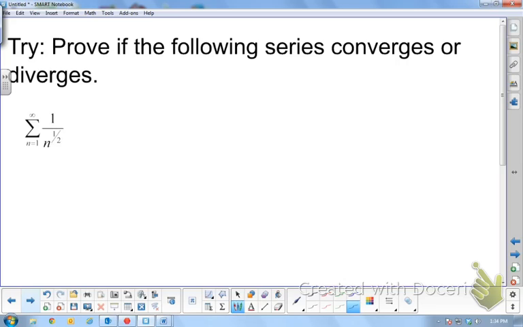Okay, does everyone have this down before I go to the next page? So we're ready? I want you guys to try this problem. So when we went through and solved this, what do we find out about this function? It goes to infinity, so it diverges.